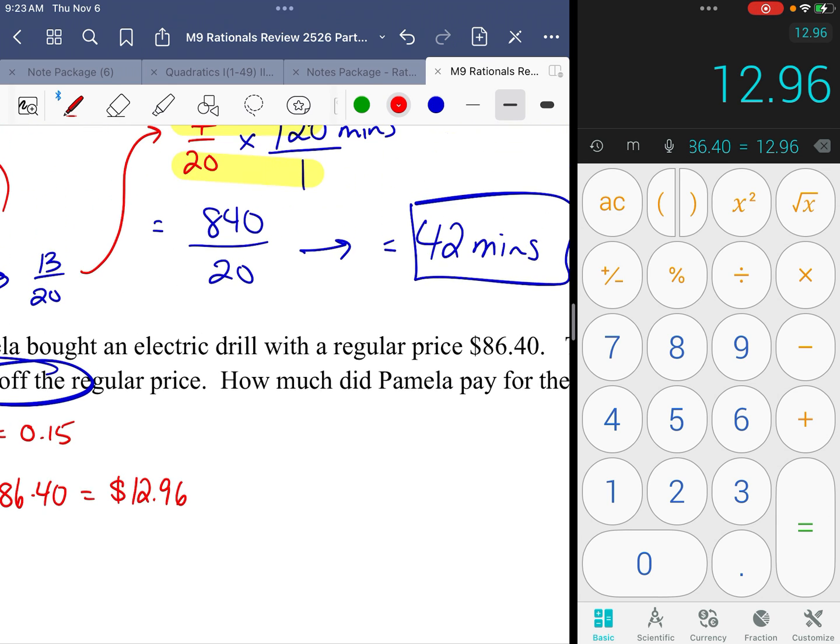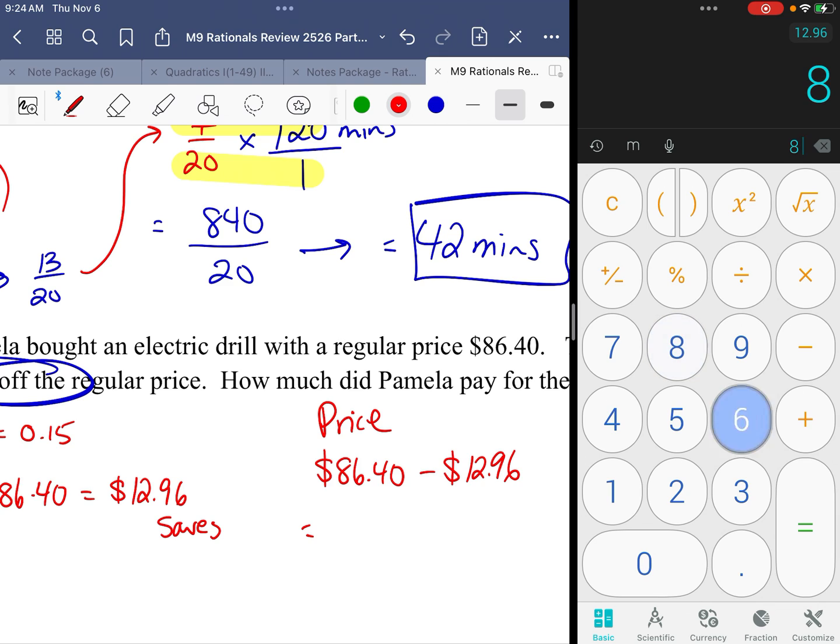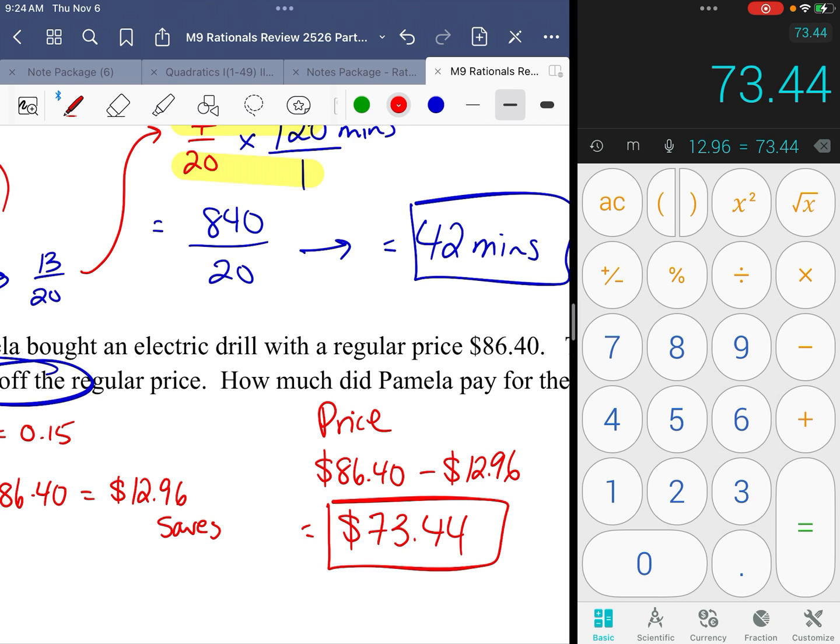Okay, so that's how much she saves. But now we're going to figure out the price. So the original price was $86.40. She gets to save $12.96. So let's figure out what the actual price of the item is, and we get $73.44. That's how much she actually has to pay for the drill.